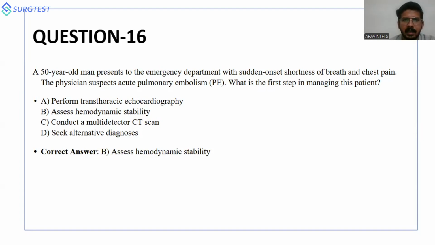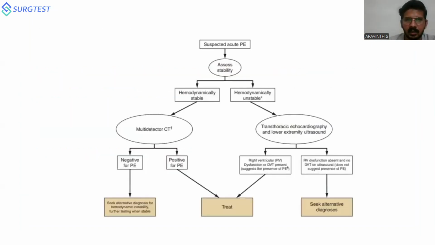The first step in managing any patient, the algorithm says, is to assess for hemodynamic stability. Only if you know whether he is hemodynamically stable or not do you proceed further. If the patient is hemodynamically unstable, you don't even have to perform an echocardiography and you can straight away thrombolyze the patient. So that's what the algorithm says. Patient with suspected PE, assess for stability. Hemodynamically unstable, then you do a transthoracic echo, then you proceed towards whatever algorithm we spoke so far.